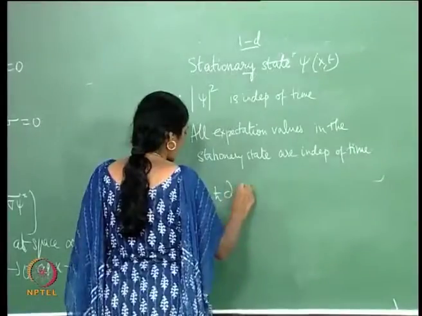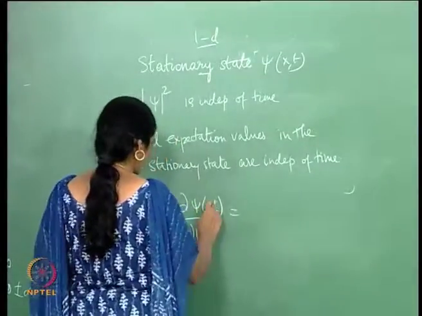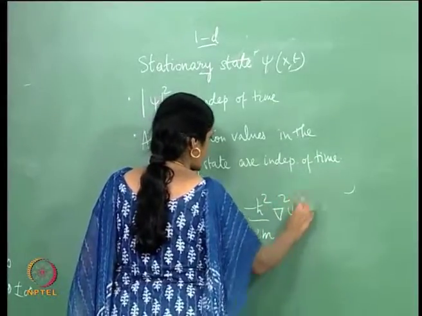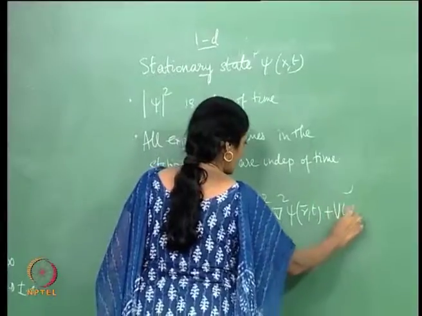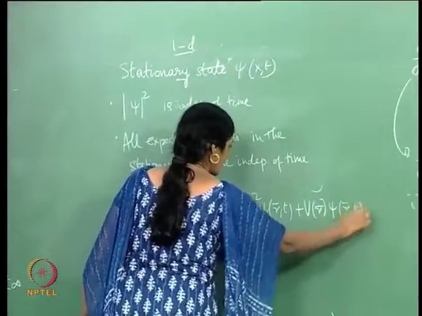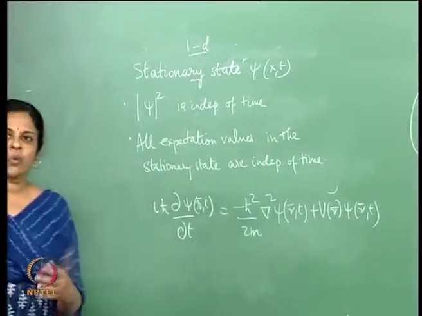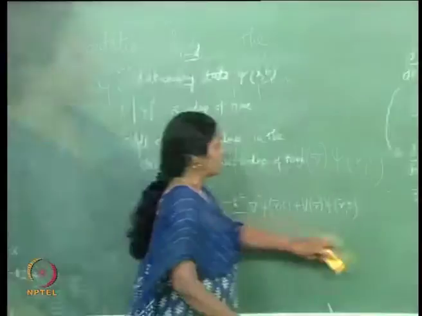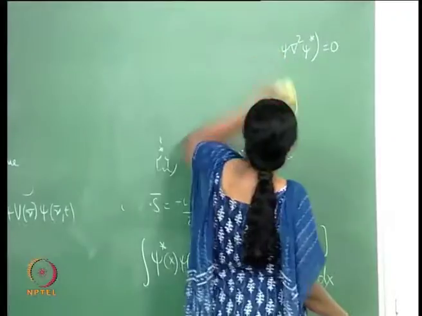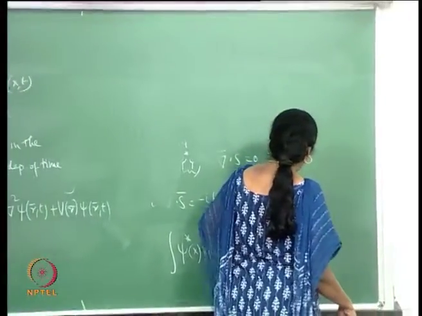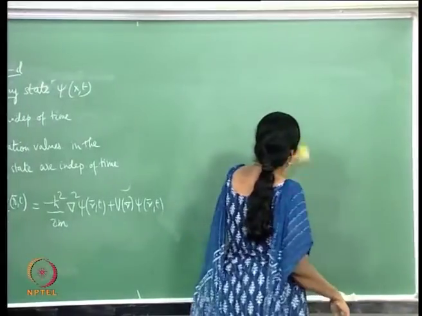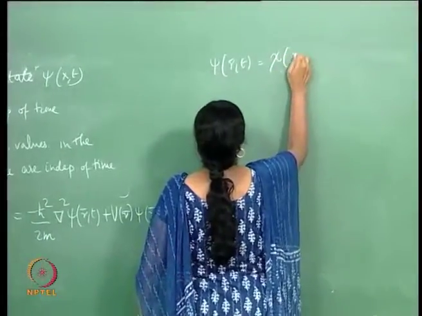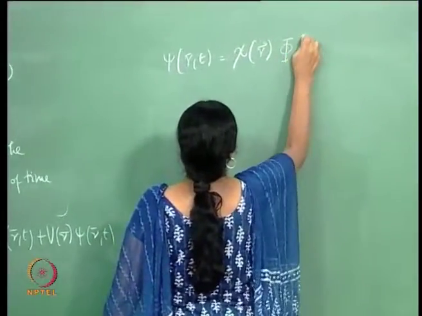So let us look at the equation iħ ∂ψ/∂t. Let us start with three dimensions. It is -ħ²/2m ∇²ψ(r,t) + V(r)ψ(r,t). Let us see if it is possible to consistently separate ψ into a space dependent part and a time dependent part. So we write the wave function ψ(r,t) as some χ(r) φ(t).